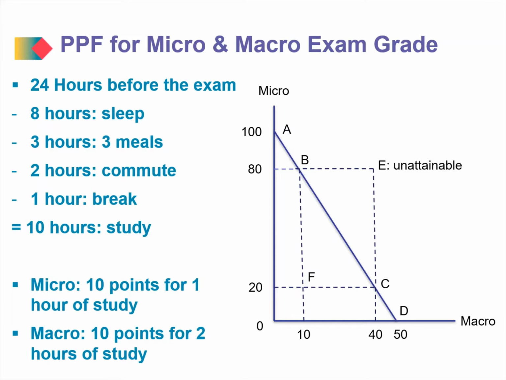You must increase your resources up to 16 hours to reach this point. The point F is attainable but inefficient because you spend only 4 hours out of 10-hour resources. Despite you can get higher grades by studying more hours, you didn't use all available resources. Resources are wasted at the point F.